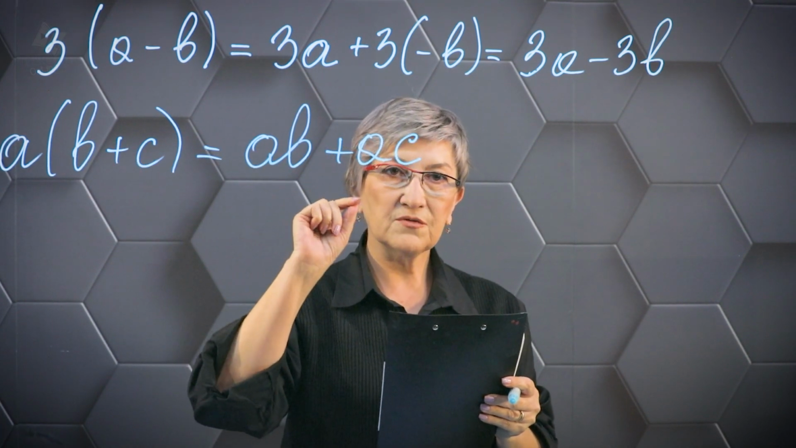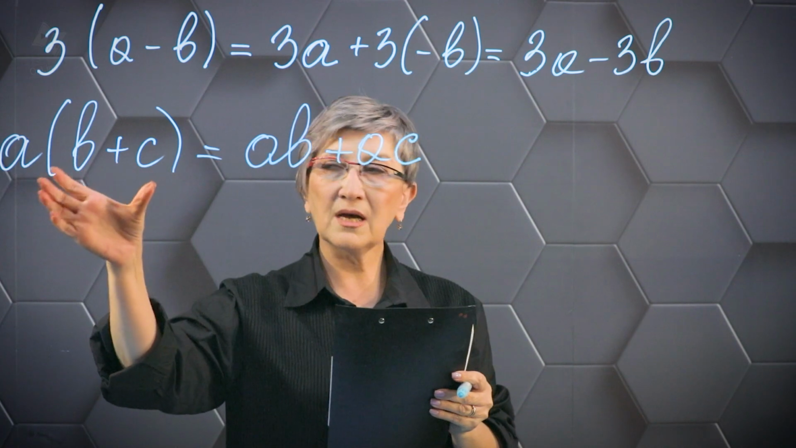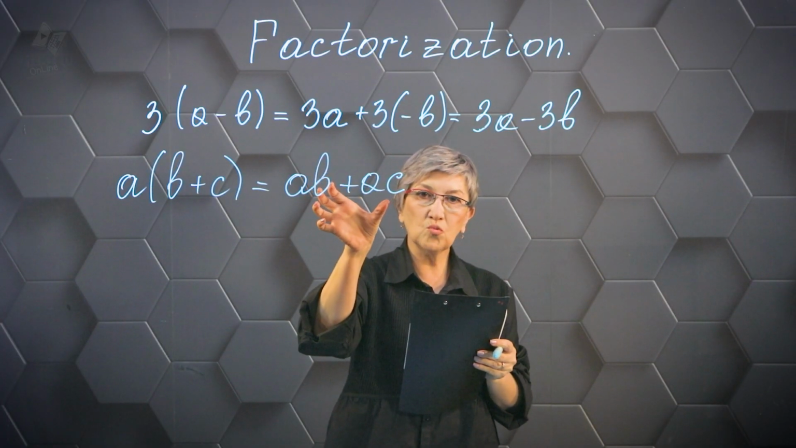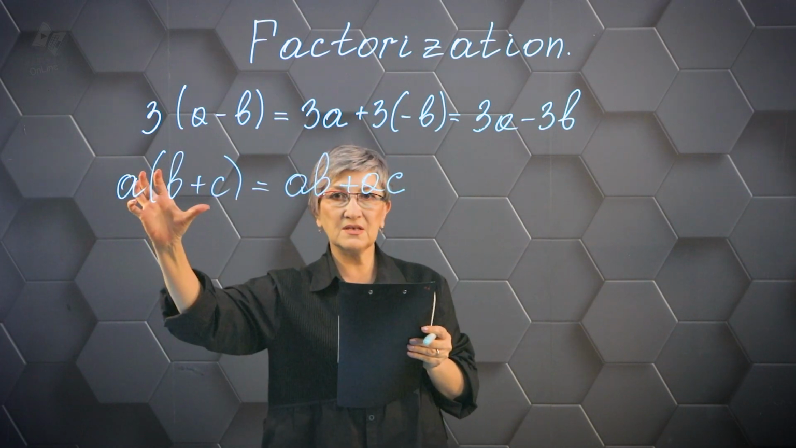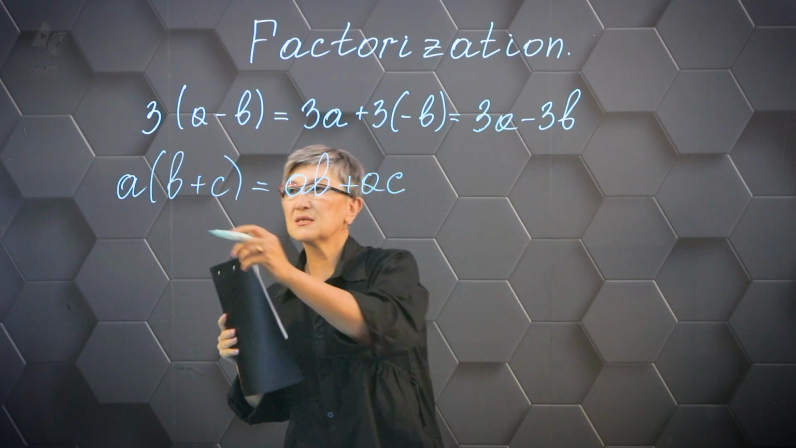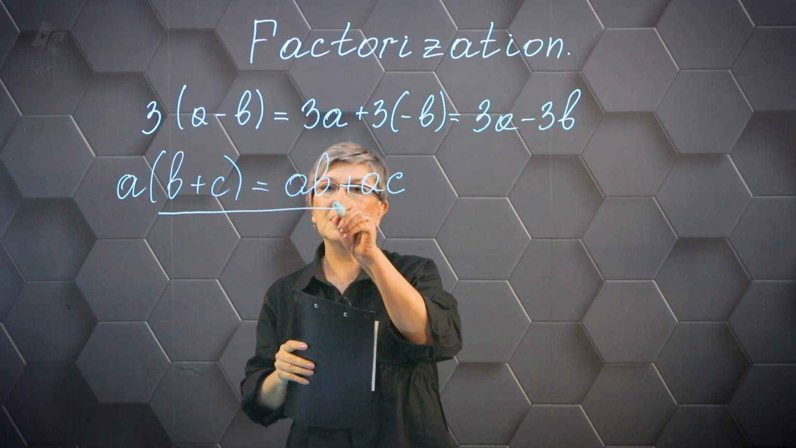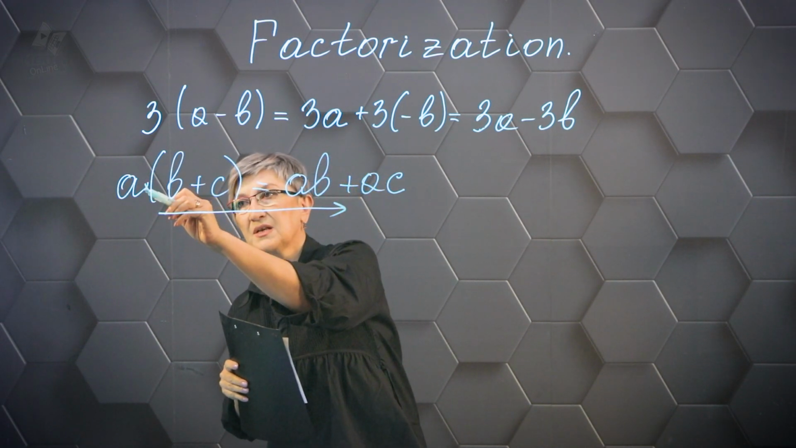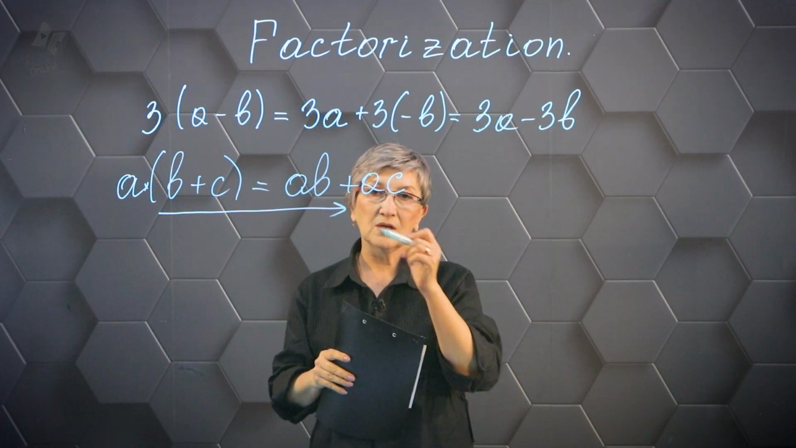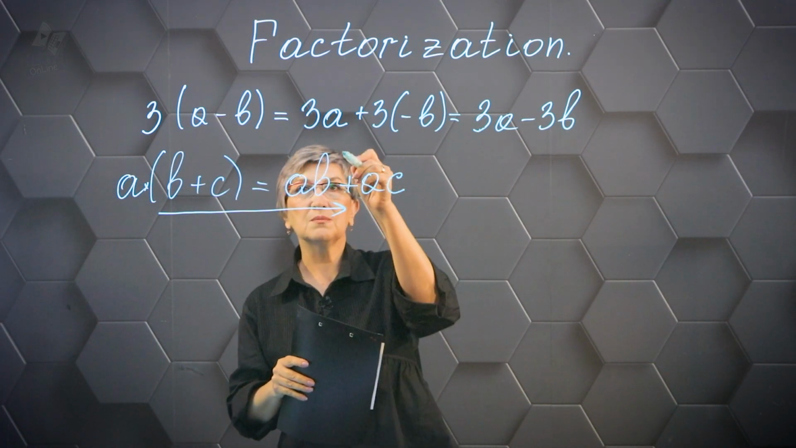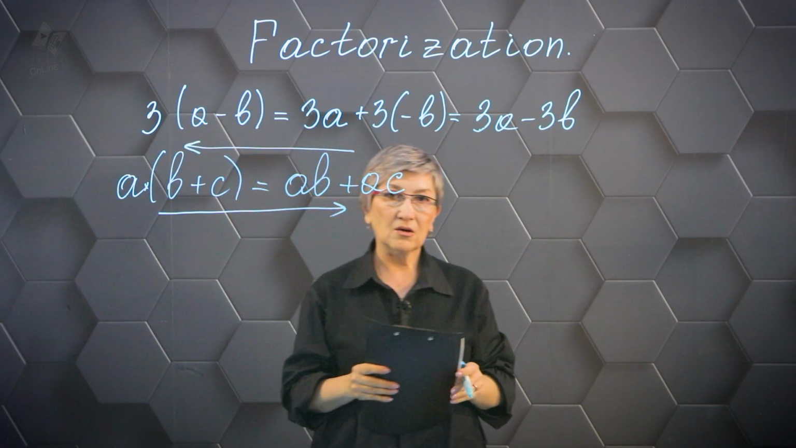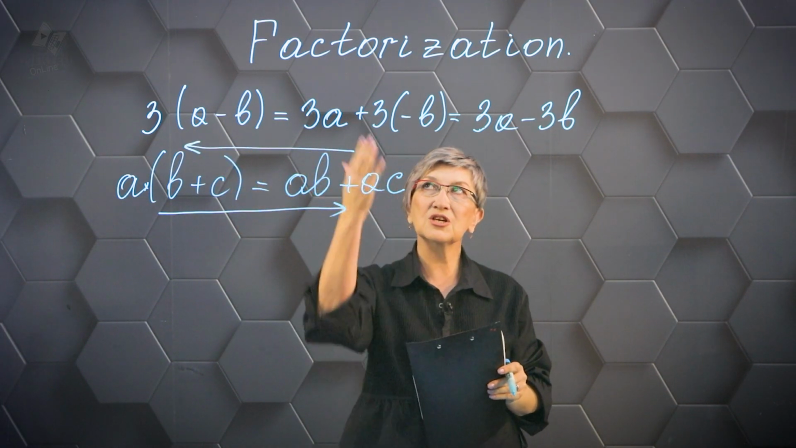I want to draw your attention to the fact that we are going to learn how to get the product from the sum. In our case, when we applied the distributive property, we took the product and wrote down the sum. Now we will get the product from the sum. This action is called factorization.